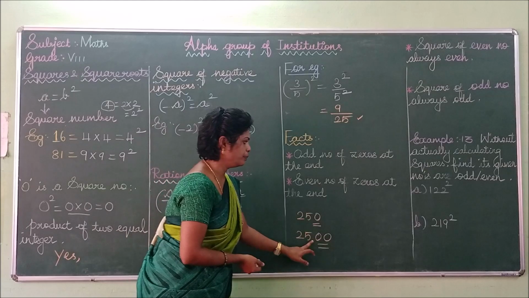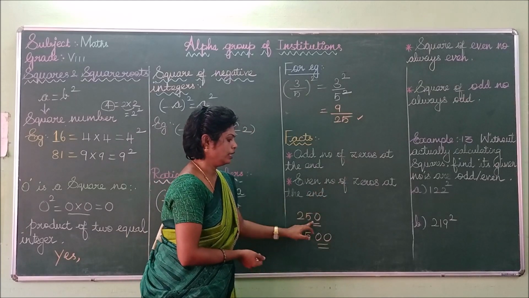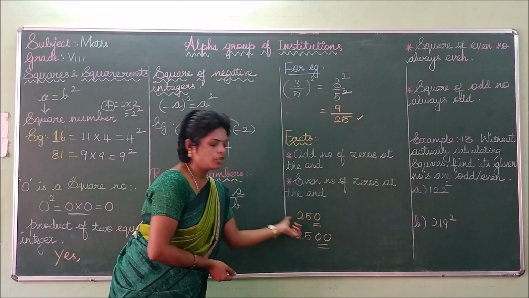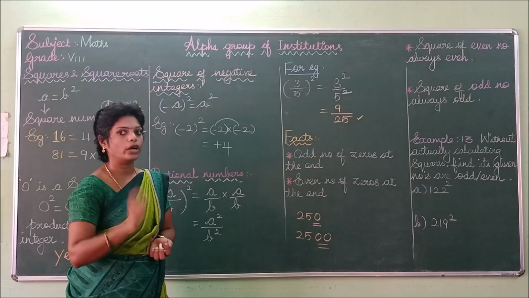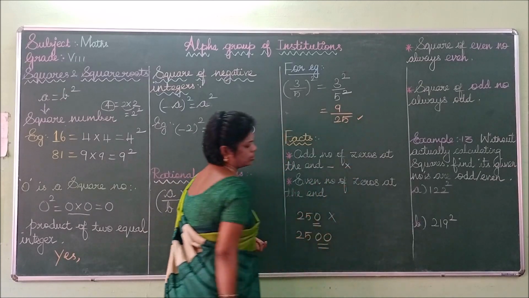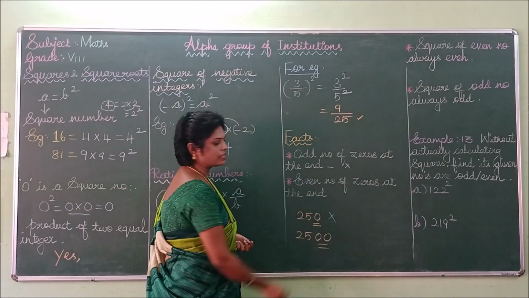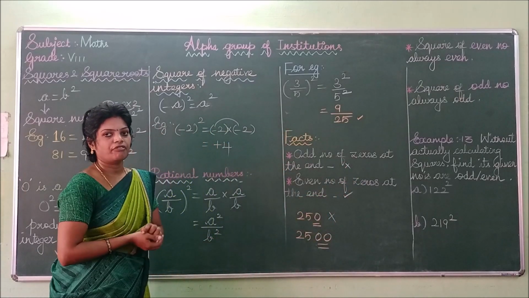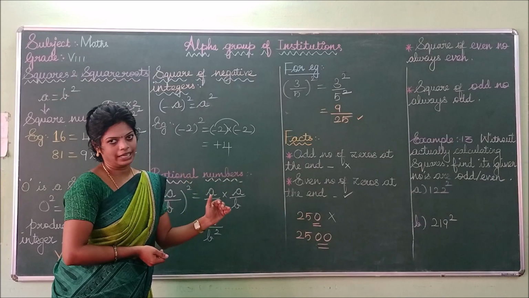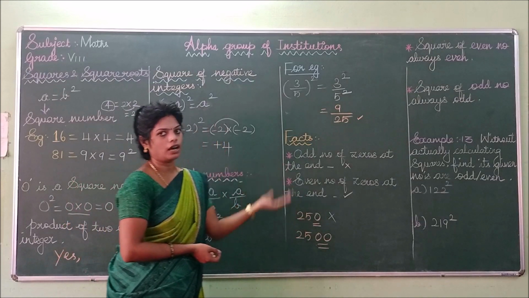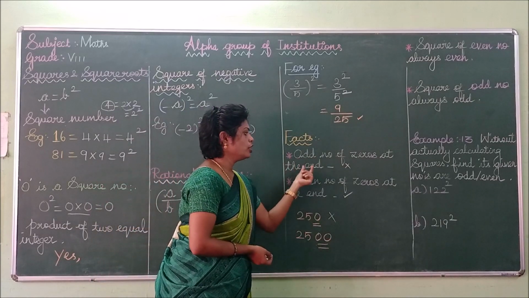But in this example, we have 2 zeros. So this is called an even number of 0, and this example is for an odd number of 0. If it is an odd number of 0, it is not considered a square number. But if it is an even number, we can call it a square number. So listen to the fact carefully. Without calculating, how can we say the number is a square number or not? Odd number of zeros at the end.